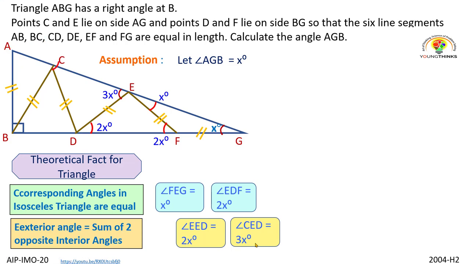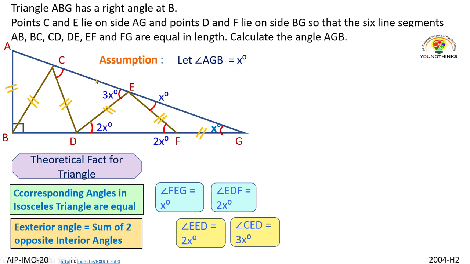Now about this triangle CDE, these two sides are equal, making it isosceles. So if this is 3x, that angle is also going to be 3x. Why is it 3x? This one. It's an exterior angle. Exterior angle is the sum of two opposite interior angles. If you analyze the triangle DEG, the sum of interior angles 2x and x is equal to the exterior angle 3x.